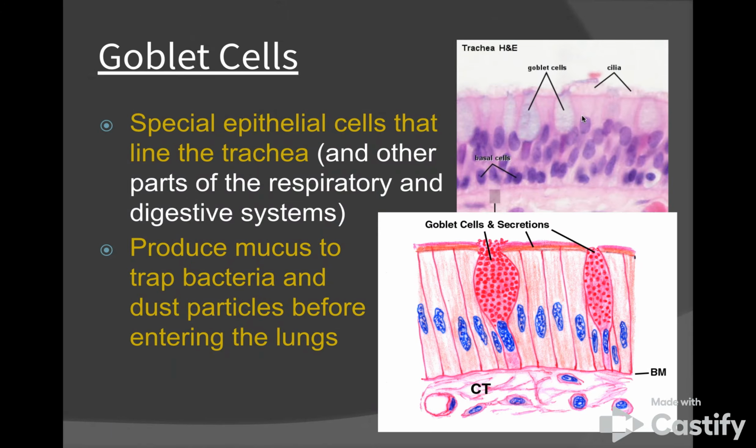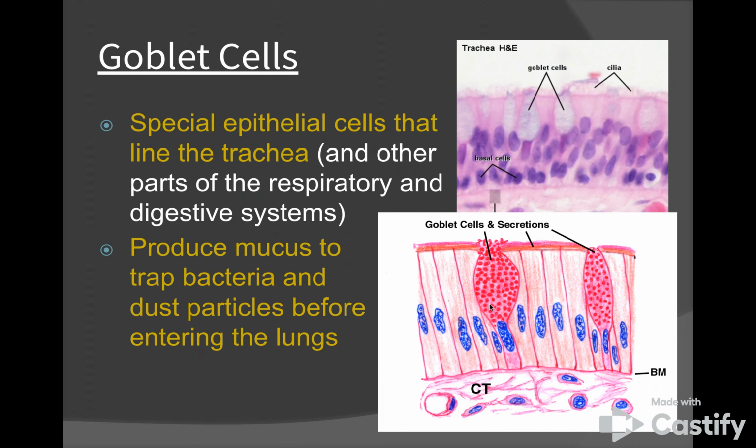Goblet cells are special epithelial cells. Remember, those are the cells that are on the surfaces of your body, either inside or outside, and they usually help protect you. So these goblet cells basically line your respiratory system. They also line your digestive system, and they produce mucus. Mucus is kind of gross, but it actually has a really important function. It traps bacteria and dust before it can enter the lungs.